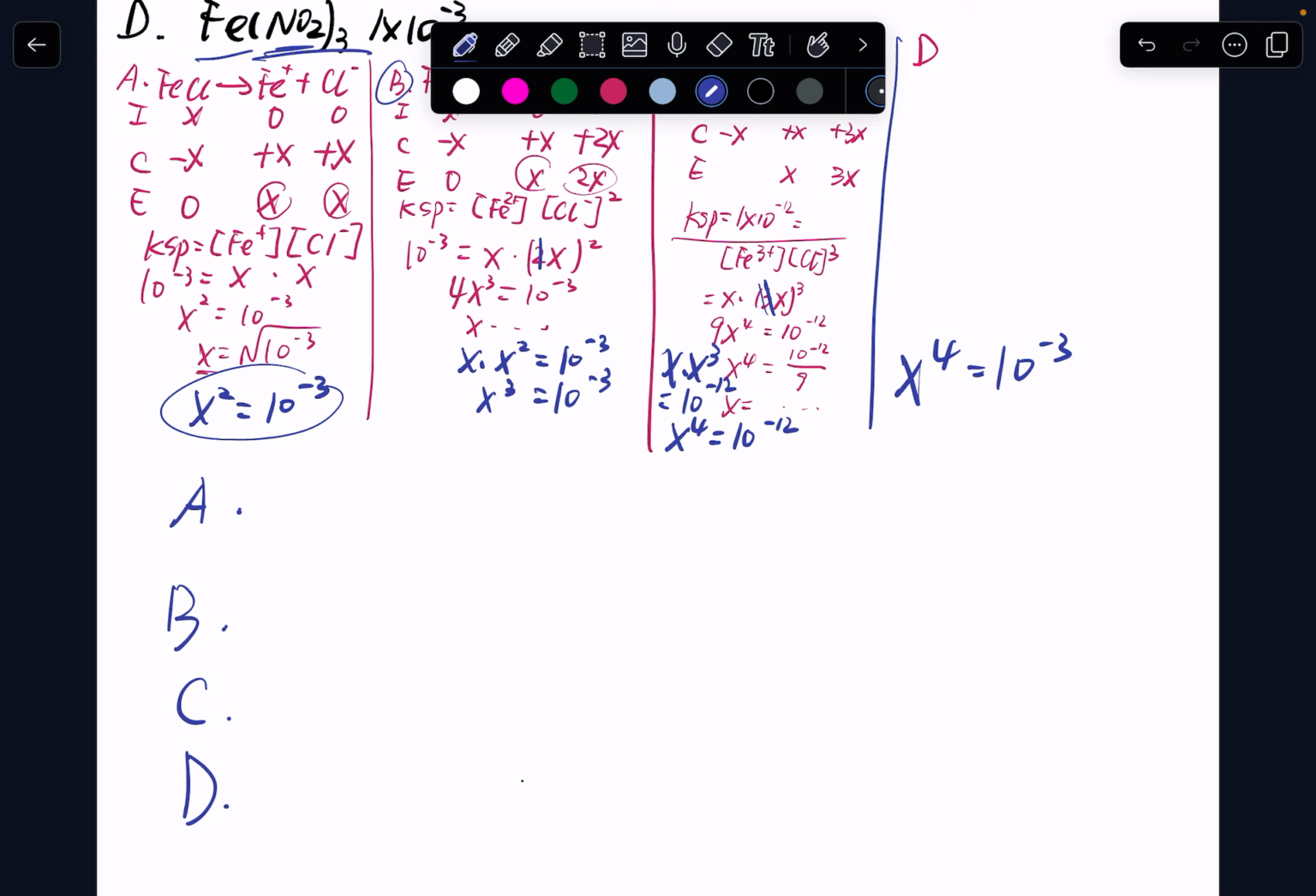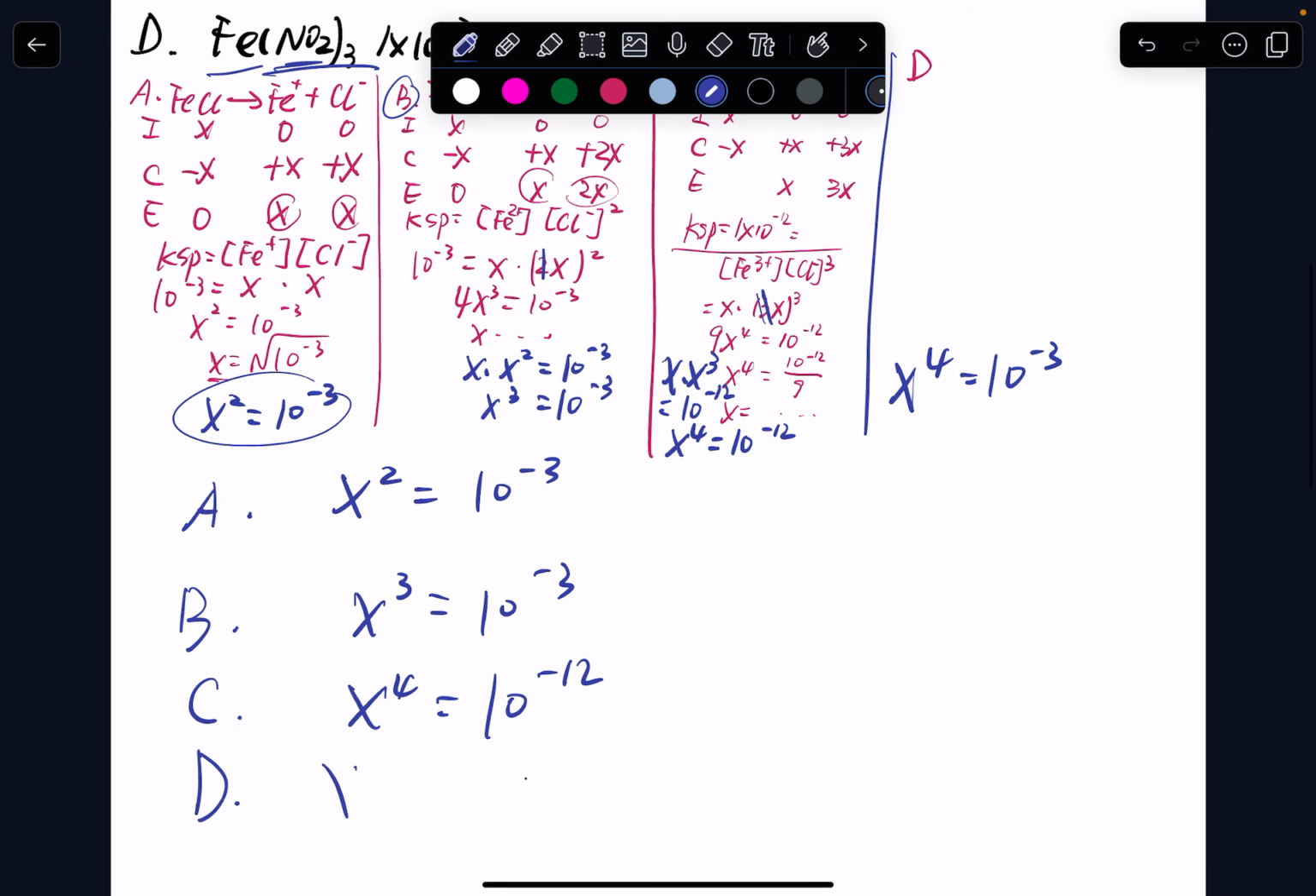So, okay, so for A, my x squared equals what? 10 to the negative 3. For B, my x cubed equals 10 to the negative 3. For C, x to the 4th equals 10 to the negative 12, all right? And then what about for D? For D, it's also x to the 4th equals 10 to the negative 3, okay?